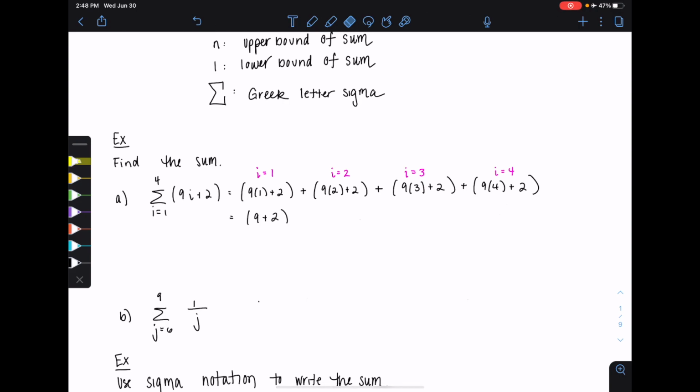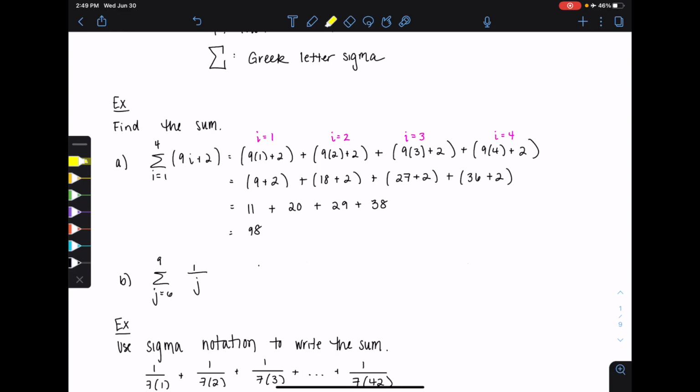You see we end up with just numbers, which we can then condense. So 9 times 1 is just 9. 9 times 2 is 18. 9 times 3 is 27. And 9 times 4 is 36. So my first term, a1, is 11. My second term, a2, is 20. My third term is 27 plus 2, so it's 29. And my fourth term, corresponding to i equals 4, is 38. If I add all of these together, I end up with 98.